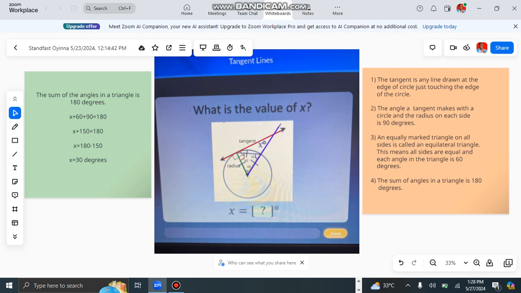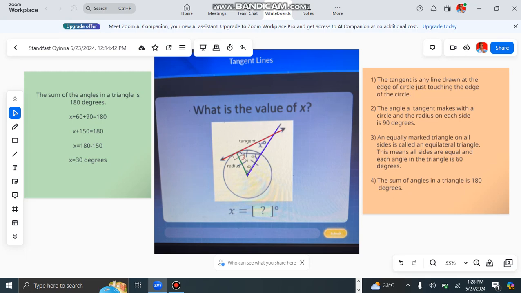So looking at this question, you'll find that I've labeled the tangent, the red line, and I've labeled the radius, the green line, and we have angles. One is red, one is blue, and the other one is green, and they are all 60 degrees, and we have x which we are required to find. So let's dive into the question fully now.